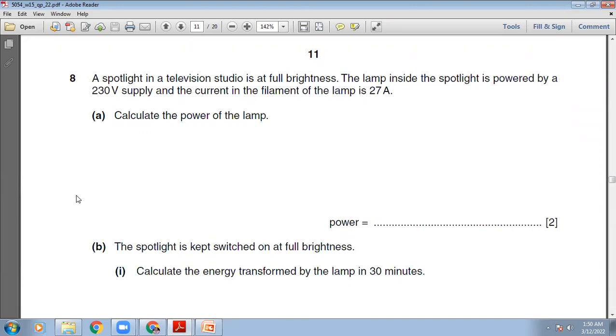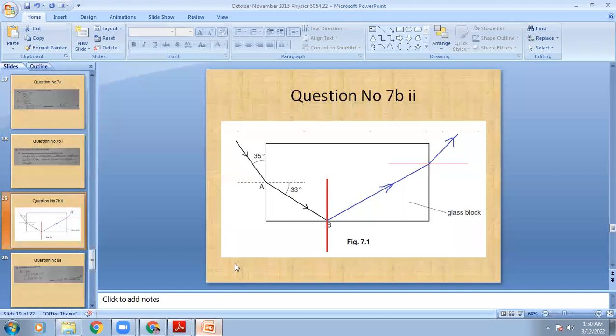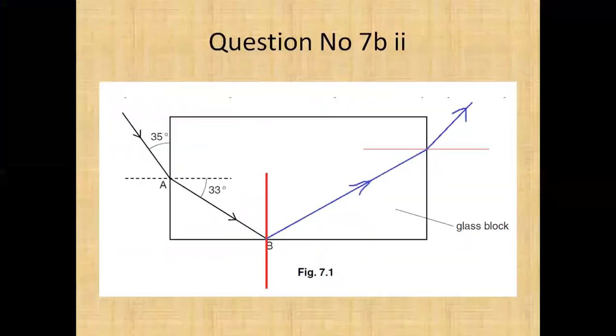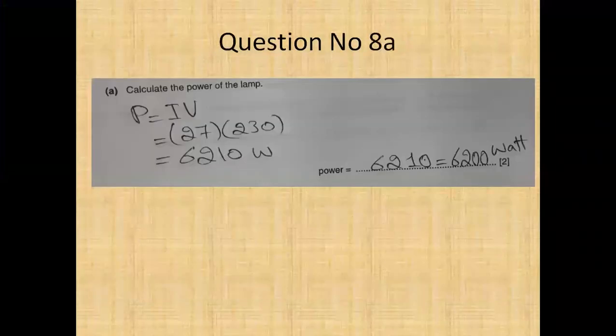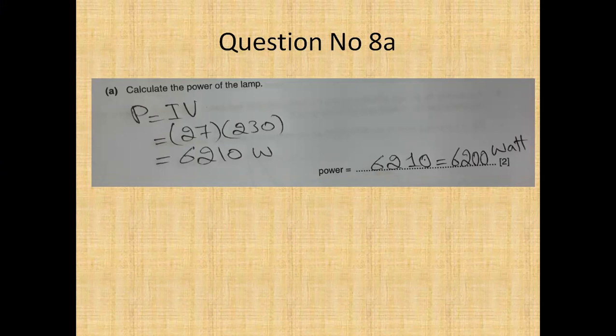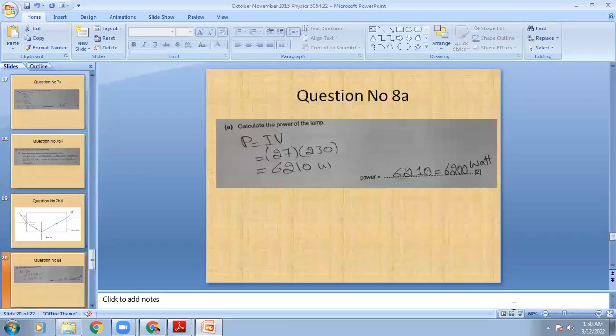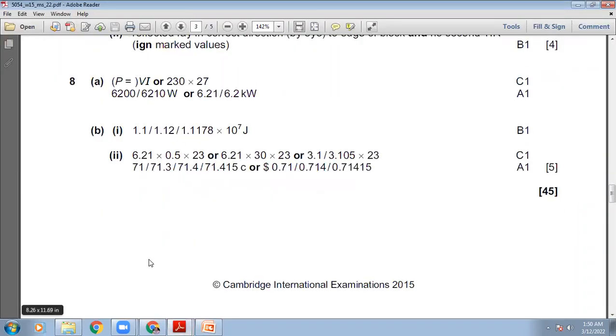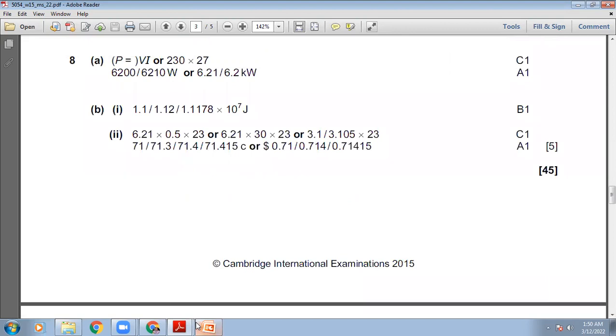The power, the formula, very famous formula, power is equal to IV. Just put the value of I, 27 ampere, V is 230 volt, and you can calculate the power. So power is equal to IV, 27 multiplied by 230, you get 6210 watts, so it's approximately 6200 watt. Hopefully you understand, 6200 watt. Let's check the marking scheme. 6200 watt is the right answer, sir.